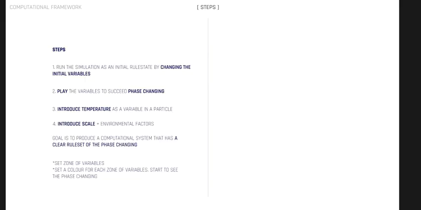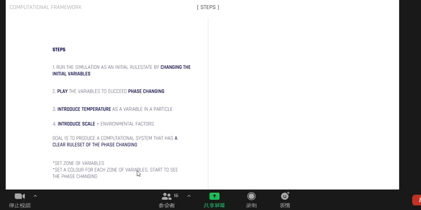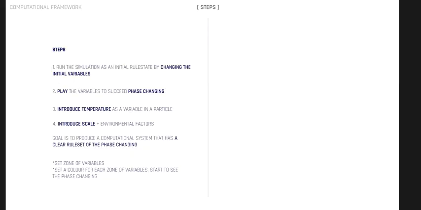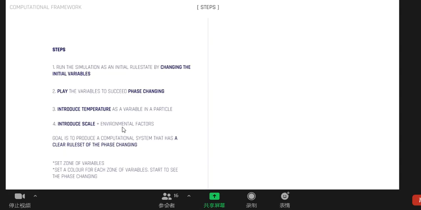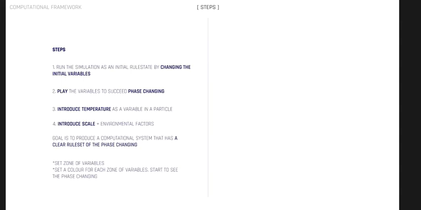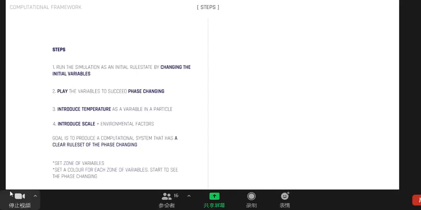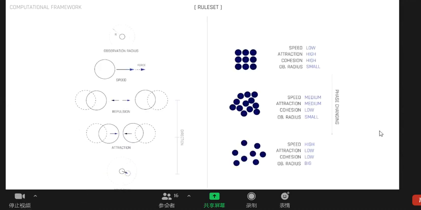And the goal, I'm not sure about that at all, but the goal is to produce a computational system that has a clear rule set of the phase changing. But we are also skeptical about how flocking will work, because we are still struggling with this coding part, which we'll present right now. So we are not sure how successful it will be, and also in the solid state phase. I think it's an exploration.